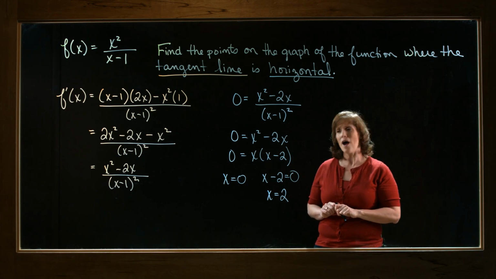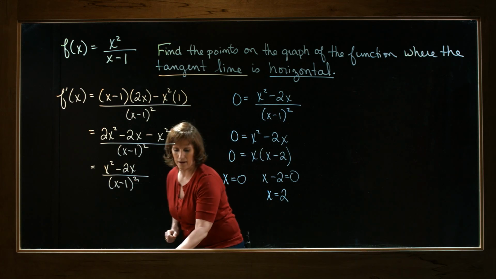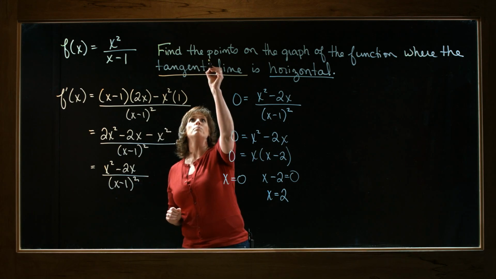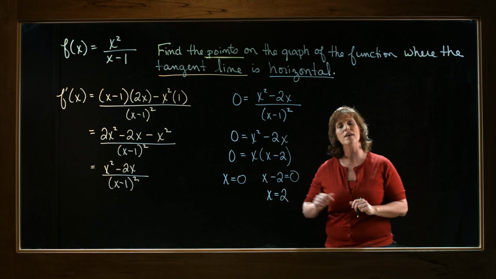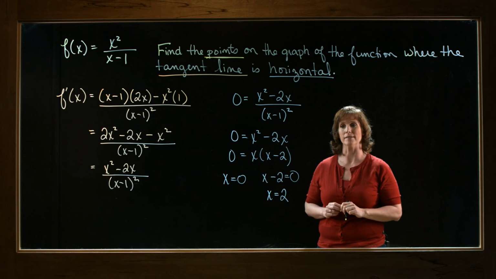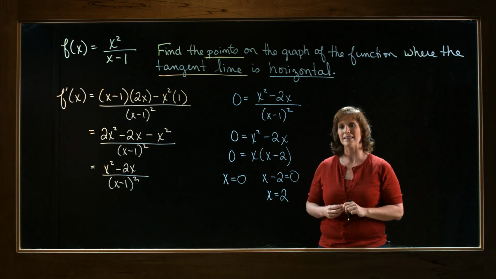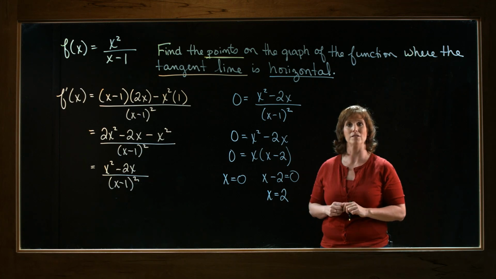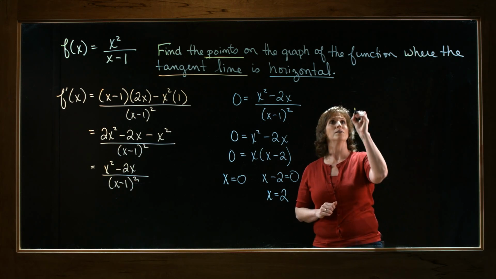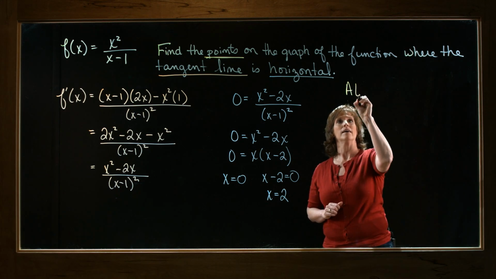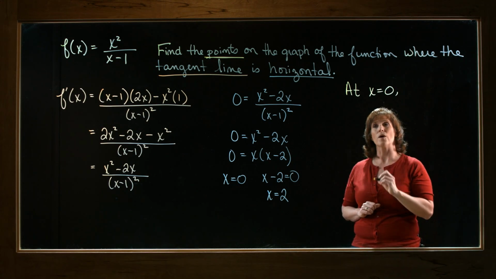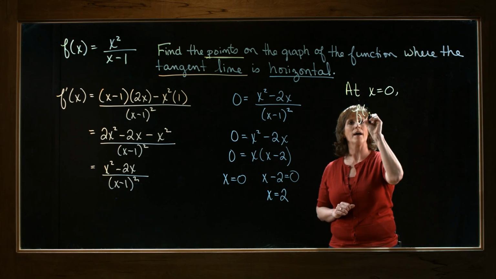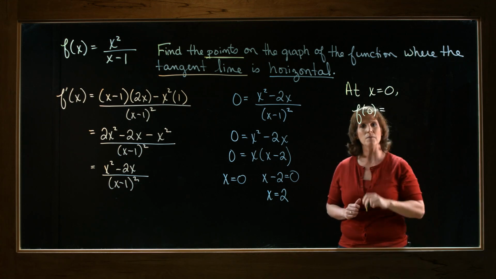Right? Now the problem actually asked me to find the points on the graph. And I only have the x-coordinates of 2 points. So to complete this problem, I'd like to find the ordered pair that corresponds to those points. So let's see what happens at x equals 0. When x equals 0, I want to find out what the y-coordinate is. So that's going to be f of 0.